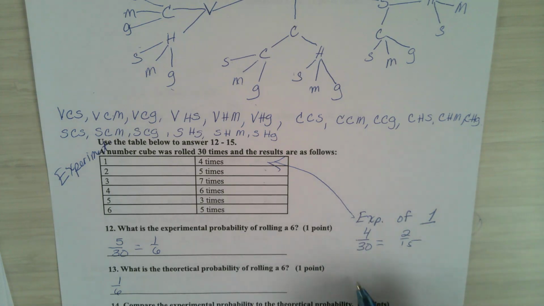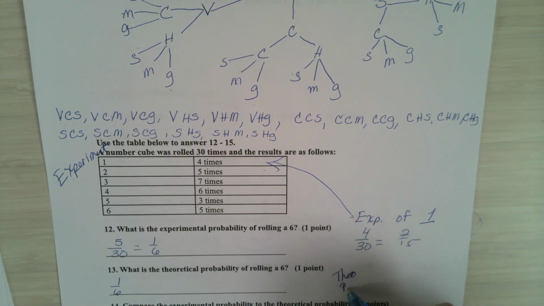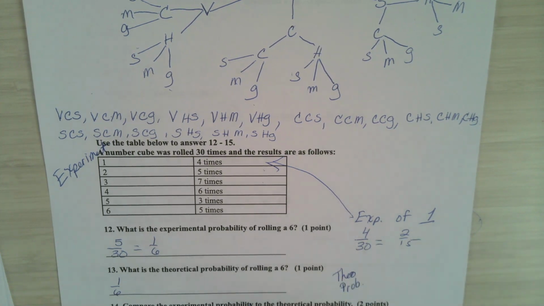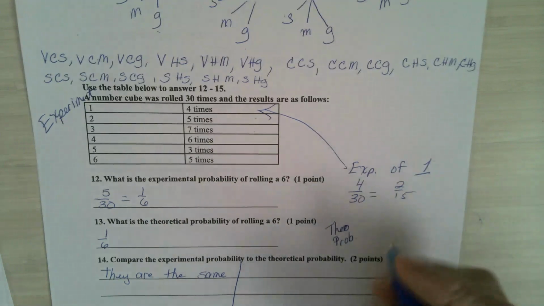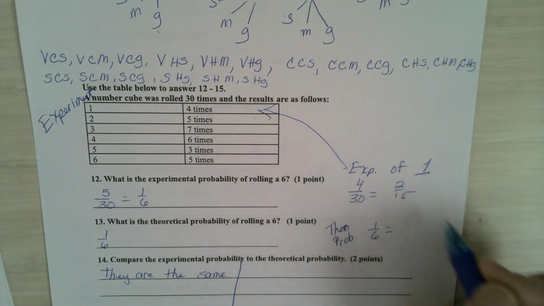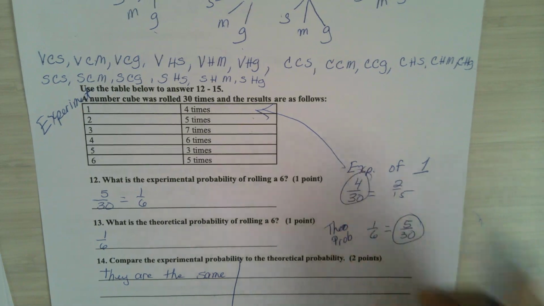Okay? The theoretical probability of landing on a 1 is what? What's the theoretical probability of landing on a 1? Yes. Huh? 1/6. And 1/6, if we want to have common denominators, is the same thing as 5 over 30. Okay, see how I found common denominators?